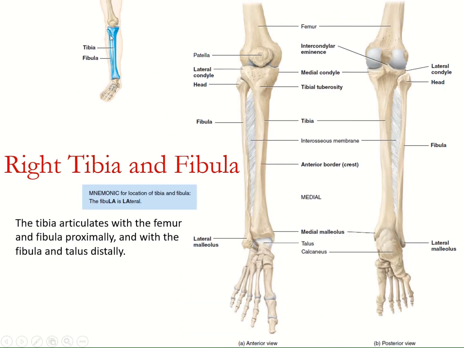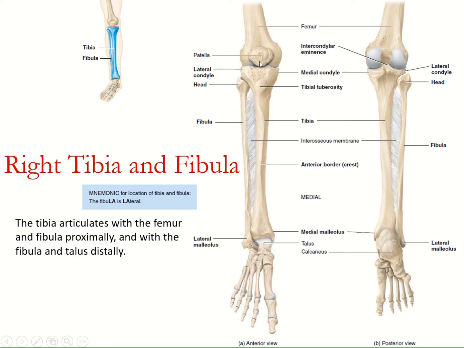We're done with the thigh. Now we proceed with the leg. So the leg bones include your tibia and your fibula. Your fibula is lateral, the mnemonic for location of the tibia and fibula. Fibula, lateral. Tibia is medial.